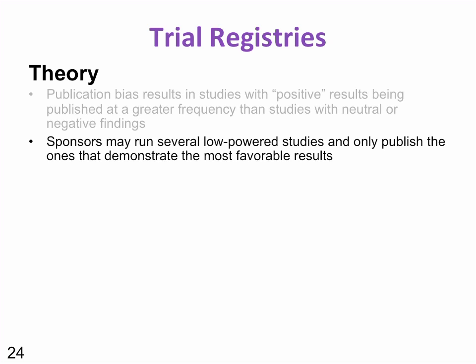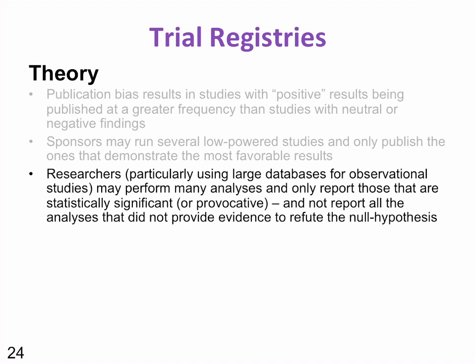This can occur when research sponsors run several studies, often with low power or designs that are prone to bias, and then only publish the ones that demonstrate the most favorable results. This is a specific concern for observational studies using large databases in that researchers may perform many analyses, also called fishing or dredging, and only report those that are statistically significant or provocative, and not report all the analyses that failed to provide evidence to refute the null hypothesis.